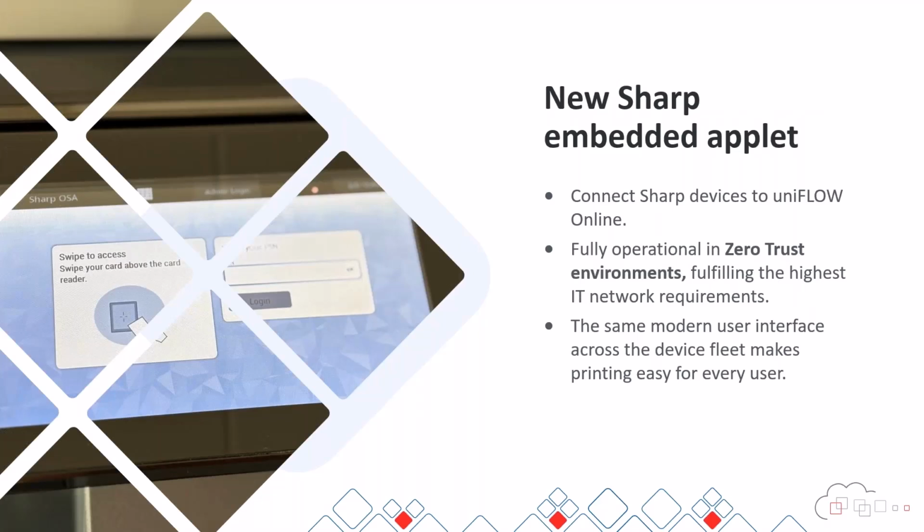So introducing the new embedded app for Sharp devices, integrating into a secure, zero trust compatible ecosystem. It features a consistent user interface that enhances usability across mixed fleet environments. Now, this development strengthens our value proposition for our partners and opens up a new co-selling opportunity for our partners as well as Canon sales. So now let's see how the Sharp app ensures a consistent user experience for the user.